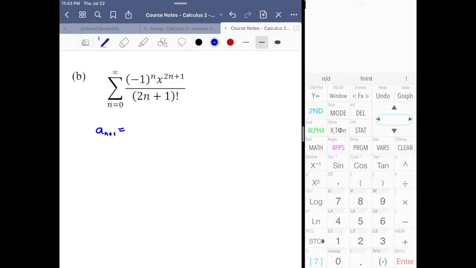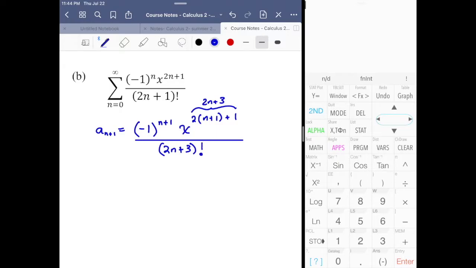an a sub n plus 1, assuming we're going with the ratio test here. So that's going to be -1 to the n plus 1, x to the 2 times n plus 1 plus another 1, over same deal. So it behooves us to simplify this first. That's 2n plus 2 plus 1, so 2n plus 3, so that's going to be 2n plus 3 factorial.